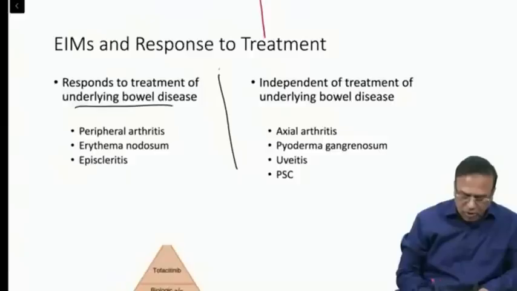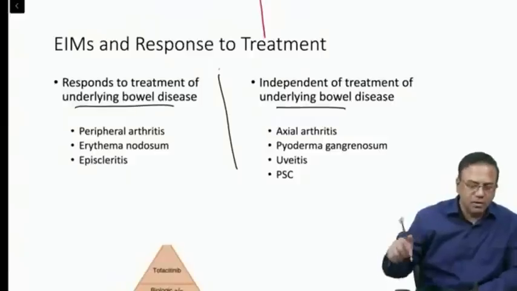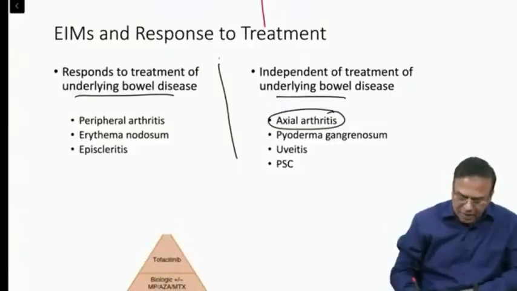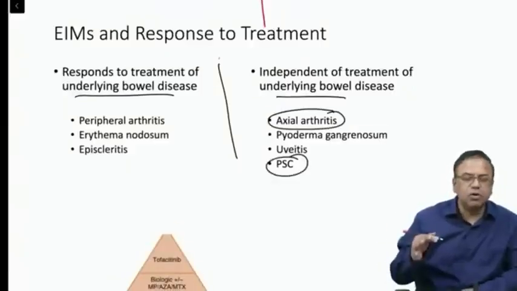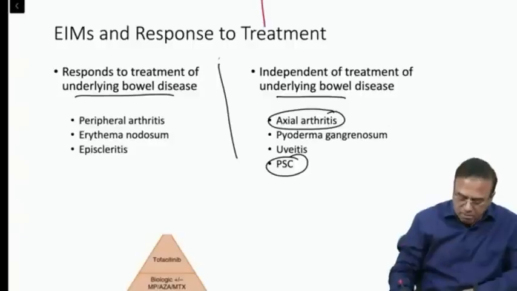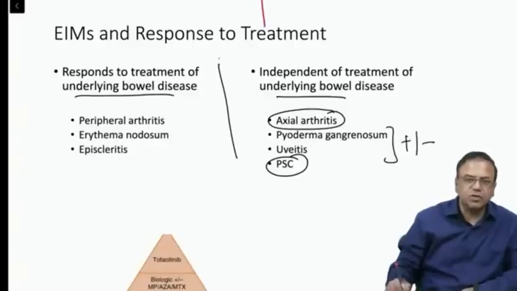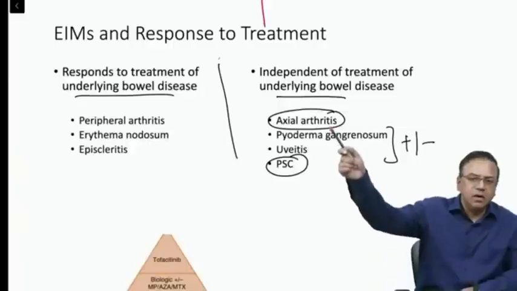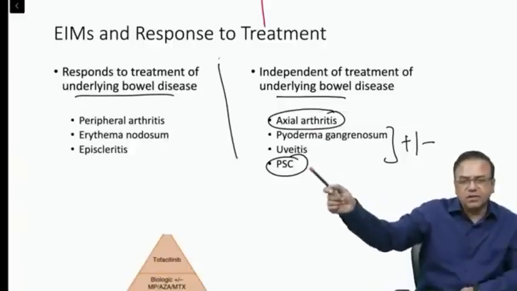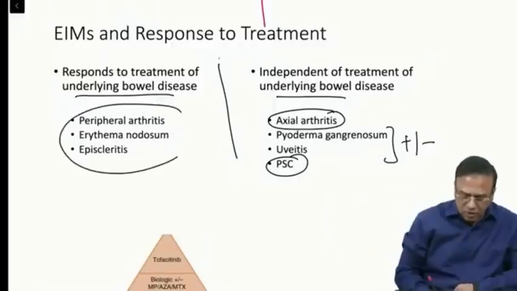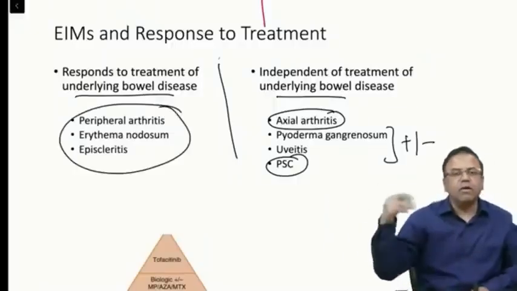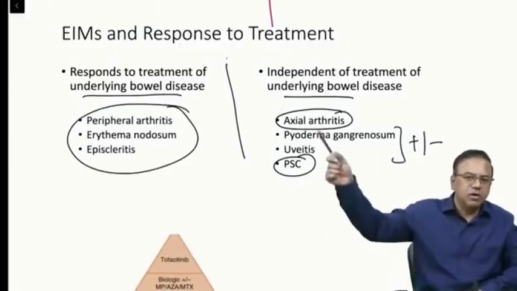What will respond to underlying bowel treatment? What is independent? What is classically independent is axial arthritis and PSC. They will not respond to underlying bowel treatment. May respond, plus or minus, pyoderma and uveitis. Definitely will not respond: axial arthritis and PSC. Surely will respond: you remove the bowel, this will go away. Okay, they will definitely respond. These two will not respond.